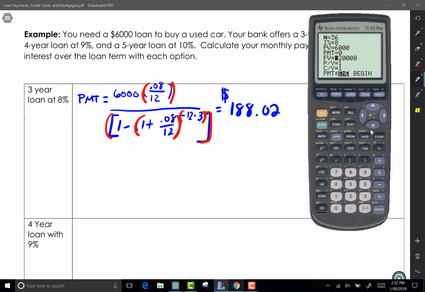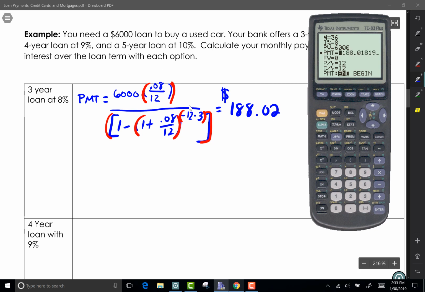And I want my future value to be 0 because I want to pay off that $6,000 and owe nothing in the future. This is monthly payments, so I'm going to put in 12 down here in my PY and my CY. And I've got everything entered in except for my payment amount. So now I'm going to make sure my cursor is blinking on the payment, and I'm going to hit alpha and enter to solve. And it verifies that I've got 188.02 right here, 188.02.